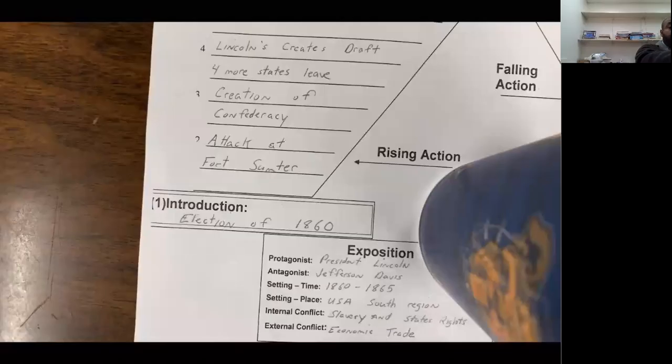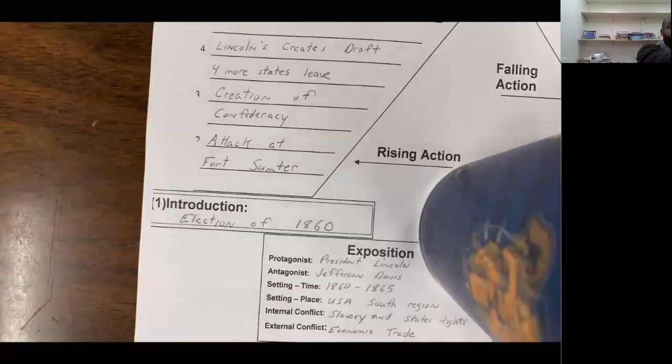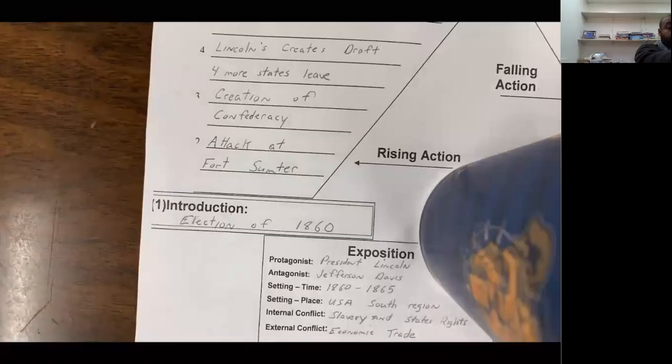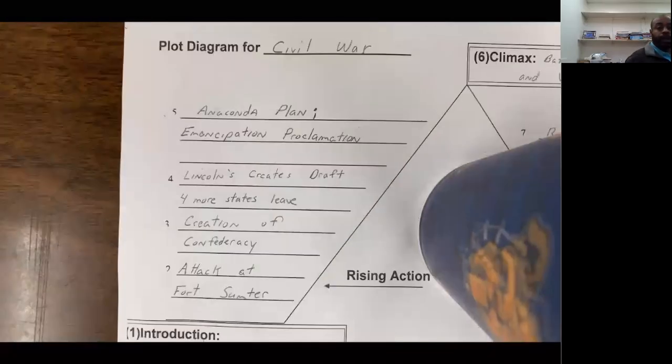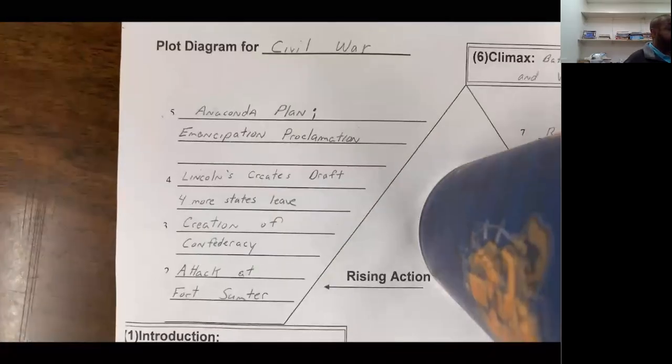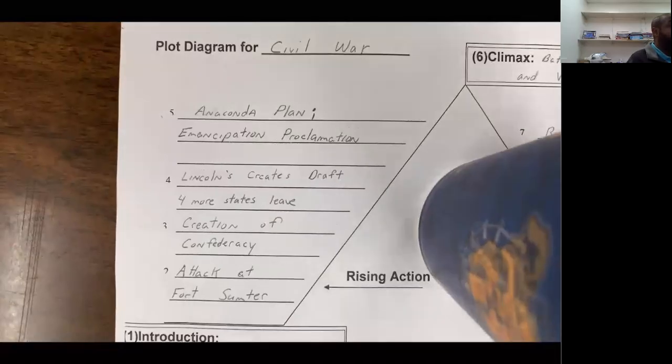As we move to number 3, Lincoln is then inaugurated, which takes us to number 4. Lincoln creates a draft. He said, I need a bigger army to put down this rebellion of these 7 states. And he tries to draft 75,000 soldiers into the army to put down these 7 states. We need to go in there and shut this down. They're taking federal property. This is an insurrection against the Constitution.